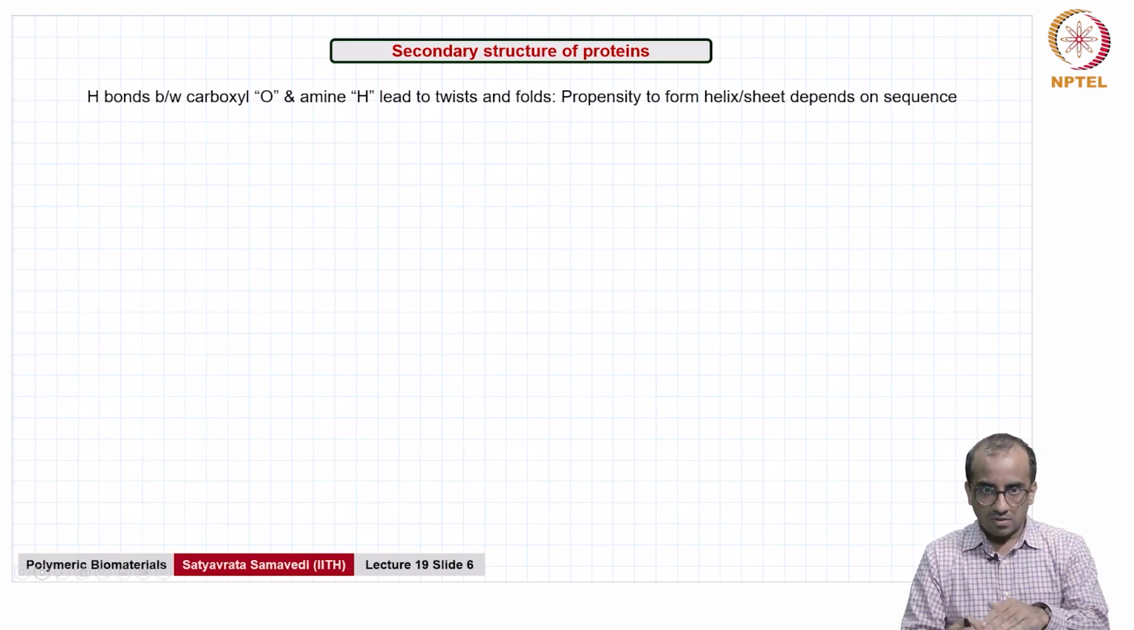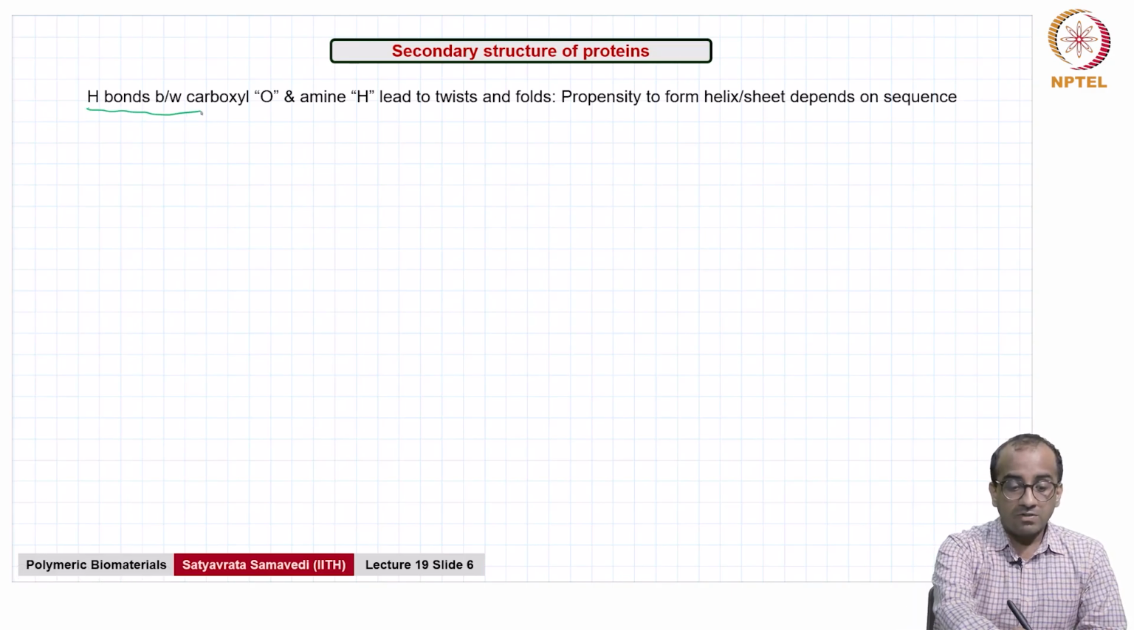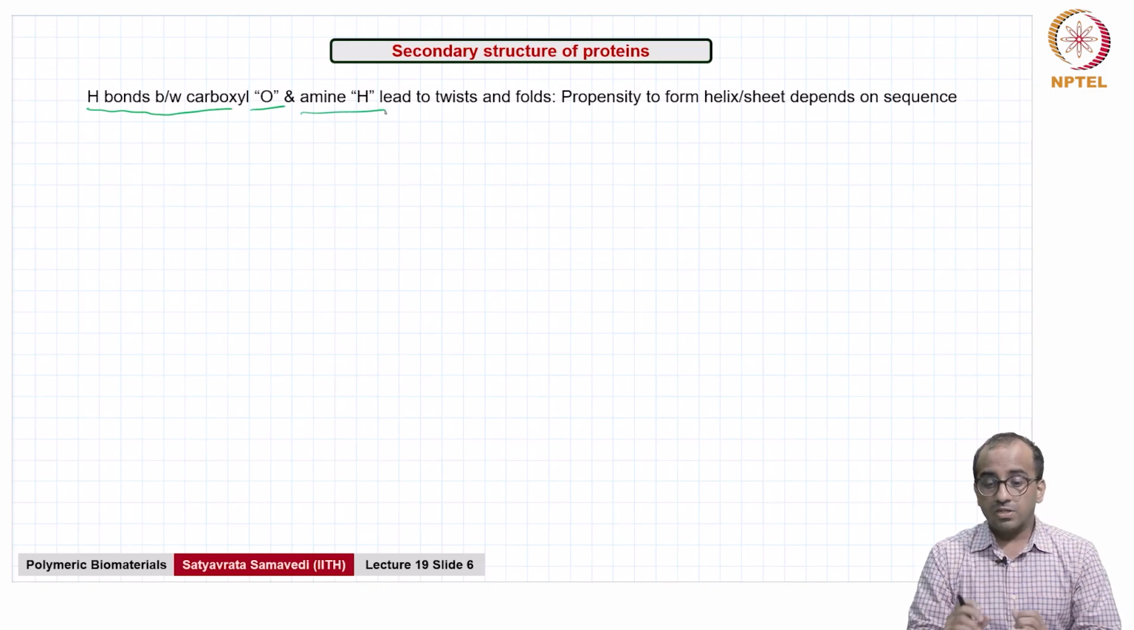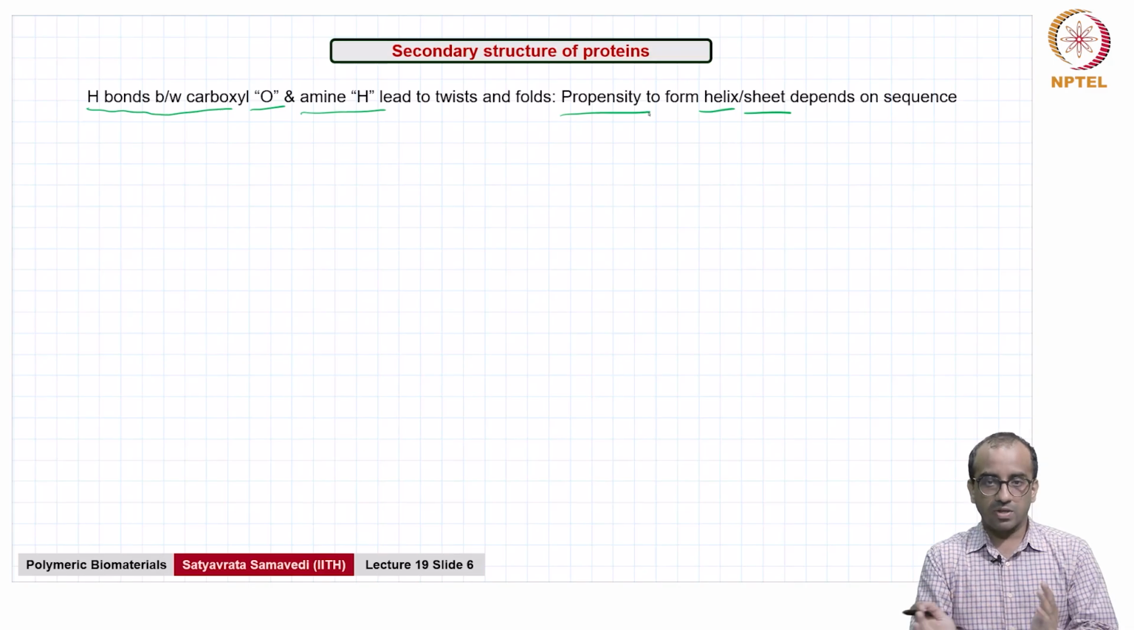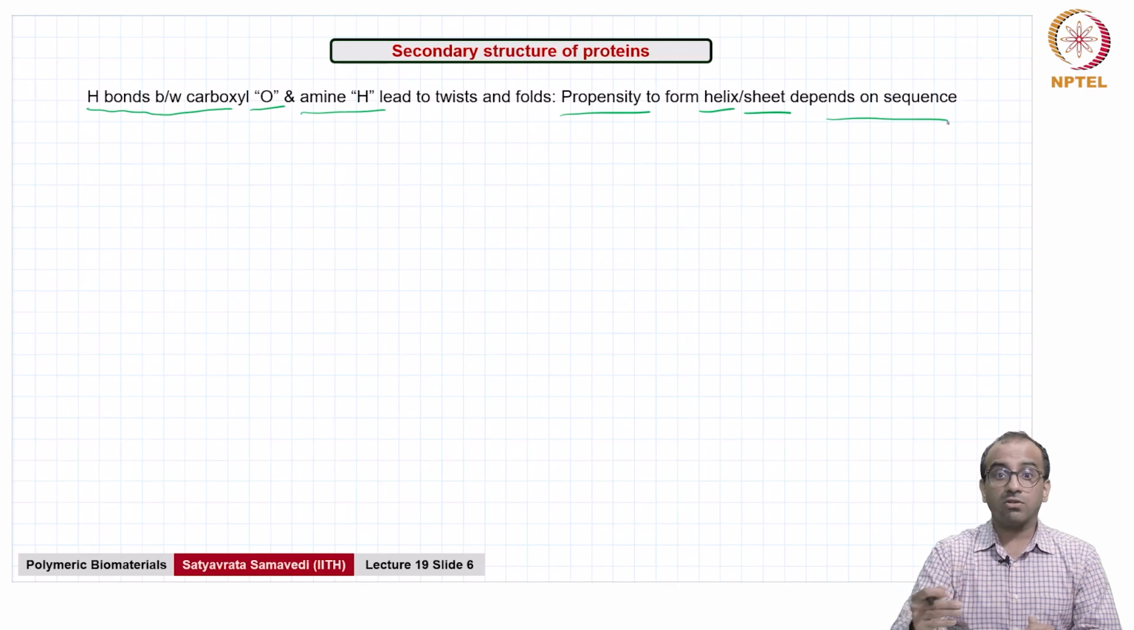So, with that we will segue nicely into the secondary structure of proteins, where the primary bonds we are talking about are hydrogen bonds between the carboxyl O and the amine H, which leads to twists and folds, largely resulting in two important classes of secondary structures, either a helix or a sheet. We will look at this in more detail in just a bit, but we will note here that the propensity or the probability of a particular sequence of amino acids to form either a helix or a sheet depends on the exact nature of the sequence.